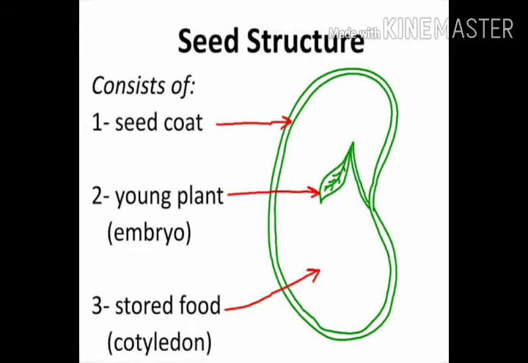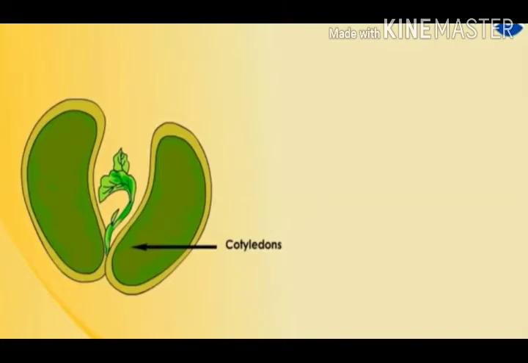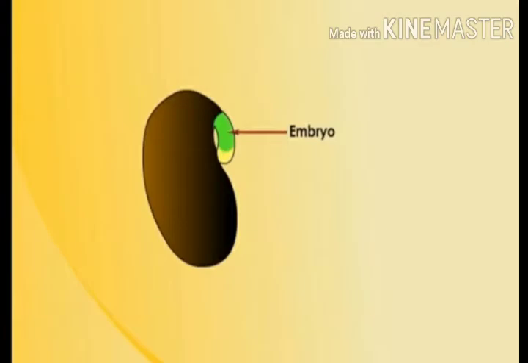Children, let us now understand these three main parts of a seed. Seed coat. Seed coat is a thick outer covering of the seed. This protects the seed from any damage or disease. Inside the seed coat, a seed has seed leaves. These leaves are known as cotyledons. The cotyledons cover the baby plant inside them. The baby plant inside the seed leaf or the cotyledon is known as embryo.